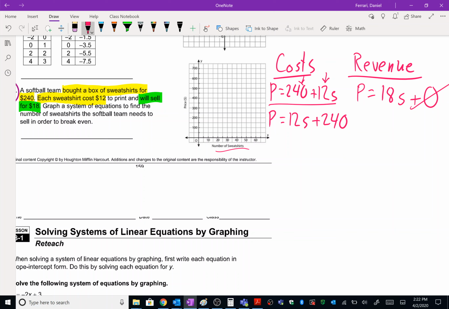Again, we're going to do our best here. I'm going to start for my cost equation at 240. So I go to the y-axis. Looks like they're counting by 50s: 50, 100, 150, 200, 250. So 240 is going to be just a little below that. So I'm going to plot my first point there.